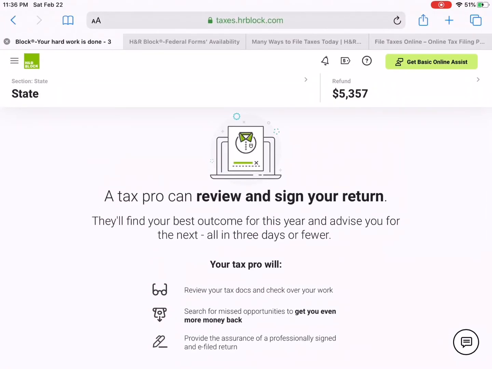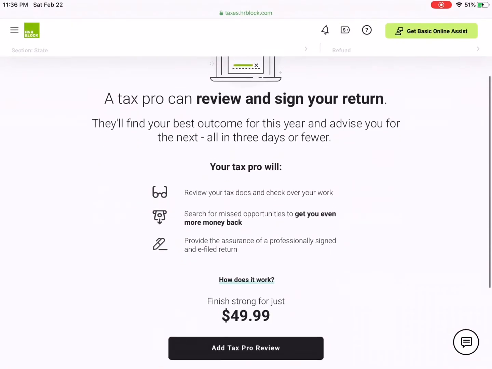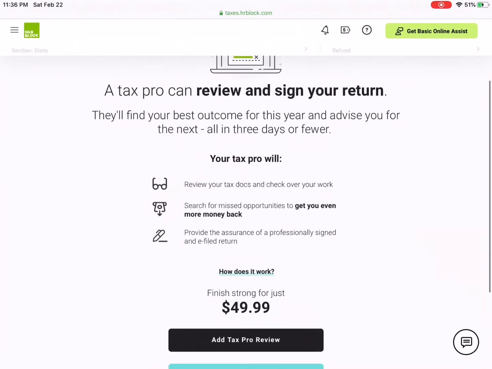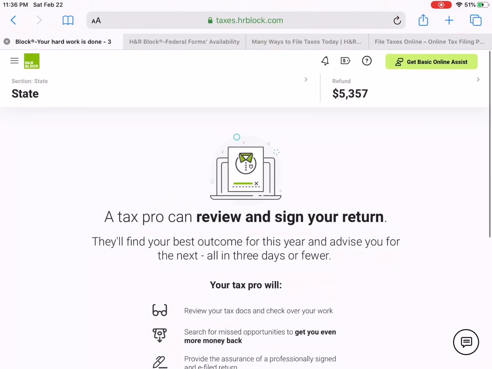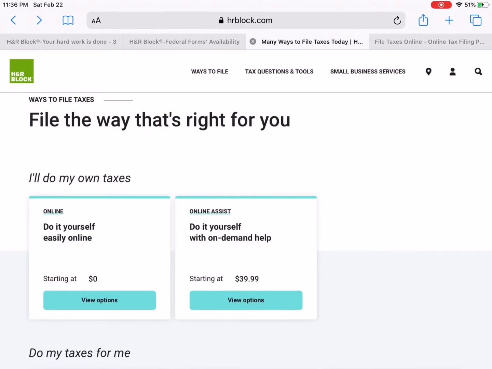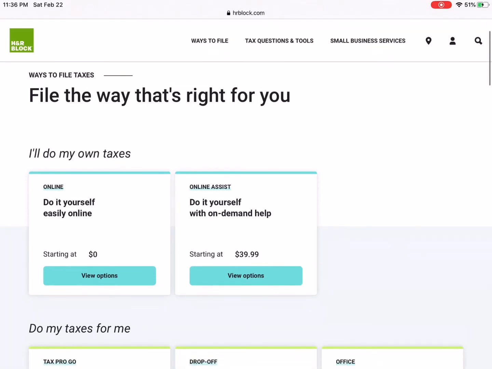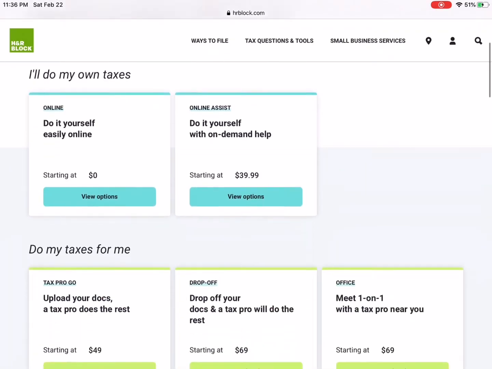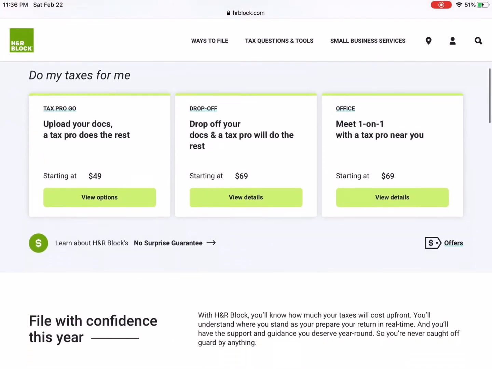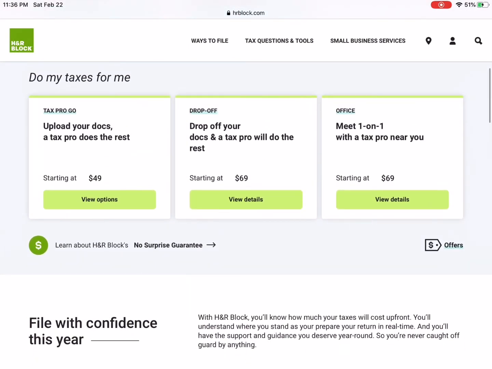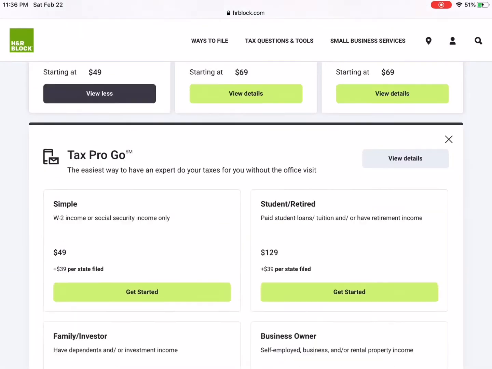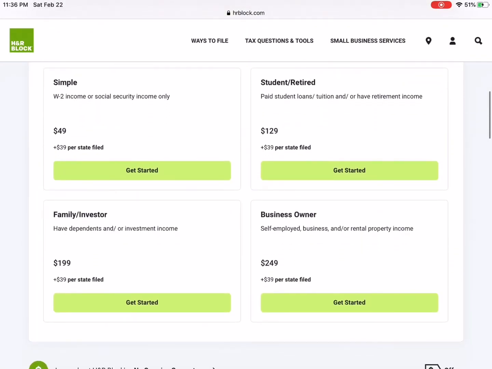Okay, here's another thing that they're going to try and upsell you on: having a tax professional review and sign your return. At this point, I want to look here. On this page, it goes through some of the different versions that you can pay for. You can do it yourself for free, starting for free, and then it just goes up and up and up. One thing I noticed is on this one, if you're going to upload your docs and let someone else do it for you, if you're a business owner, you're paying $249 plus $39 per state to have someone do it for you.